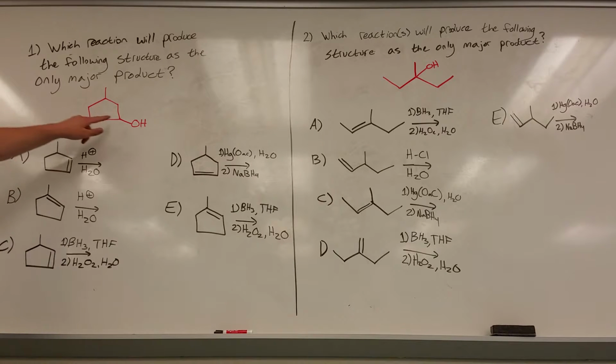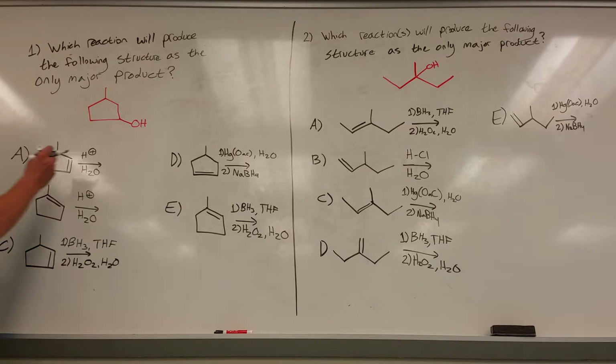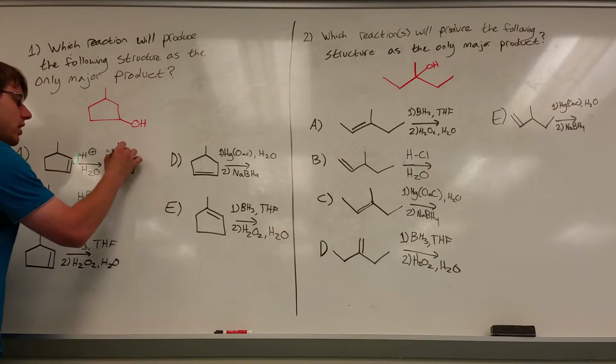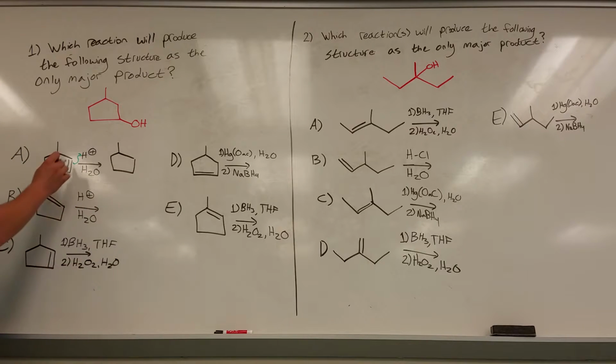So our goal is to get the OH in this position 3 carbons away from the methyl. Let's start with reaction A, H plus and H2O. So what would happen is the double bond will grab your H plus and you'll get a carbocation. Now the first question you have to ask is where is that carbocation going to end up? Because there are 2 spots, here or here.